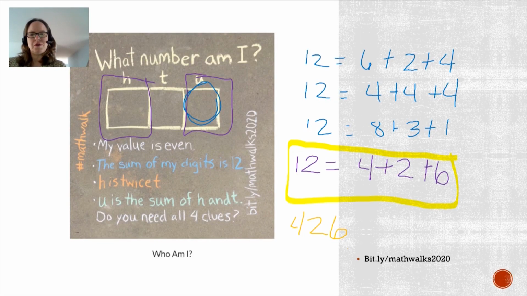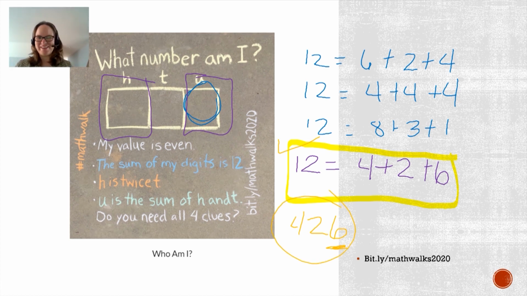U, the ones digit, or the units digit, is 6. Is that one even? Yep, sure is. The sum of my digits is 12. Yep, we checked that. H, the hundreds place, is twice T. T times 2 is 4. Yep, that one works. And U is the sum of H and T, 4 plus 2. I think we got ourselves an answer.